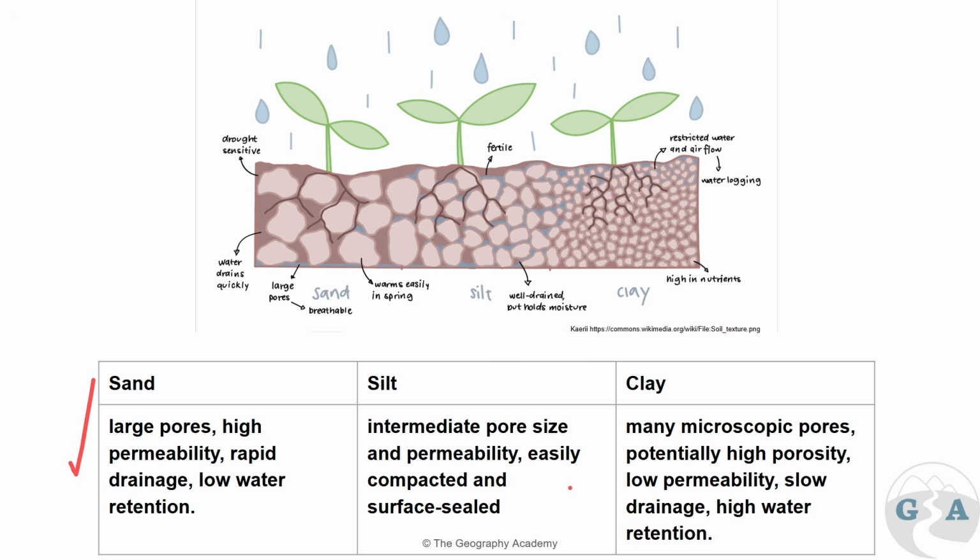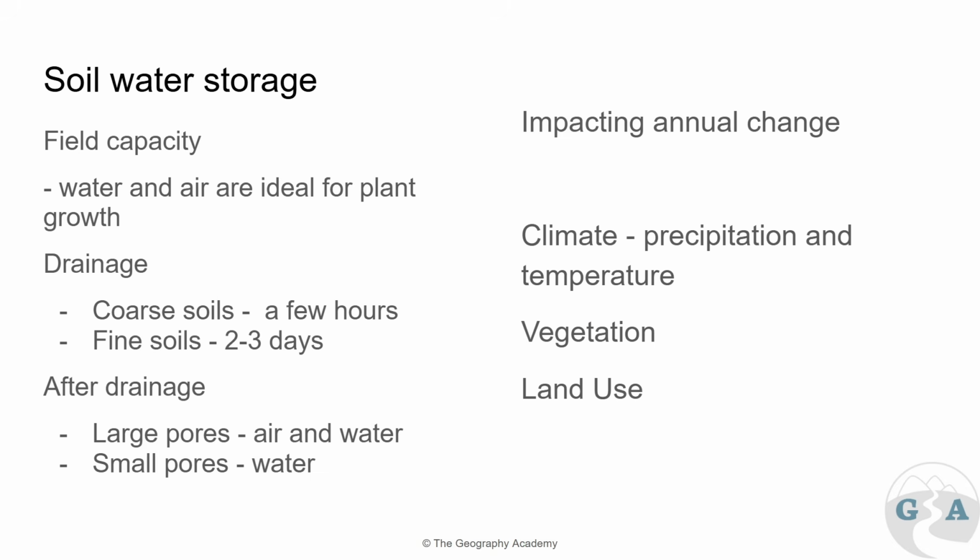Silt: intermediate pore size and permeability, easily compacted and surface sealed. Clays: microscopic pores, potentially high porosity, low permeability, slow drainage and high water retention. Now, this is important because you are expected to write using examples, so having named types of soil is going to help you a lot in explaining all the different features.